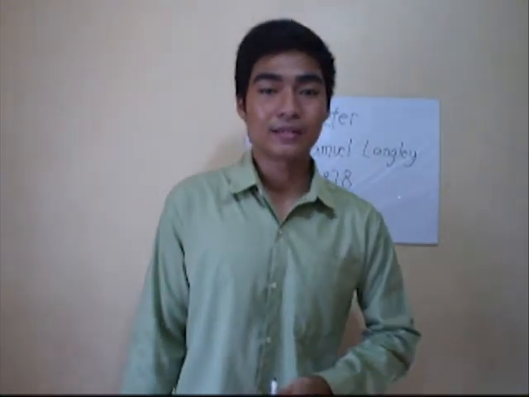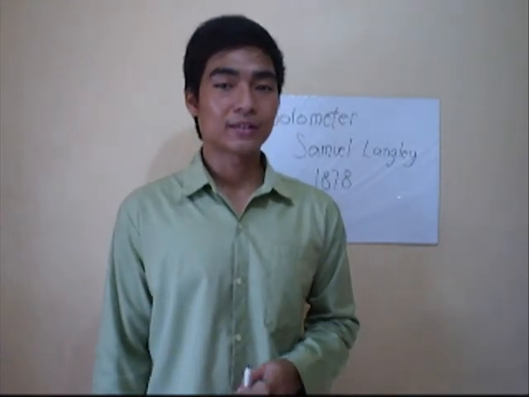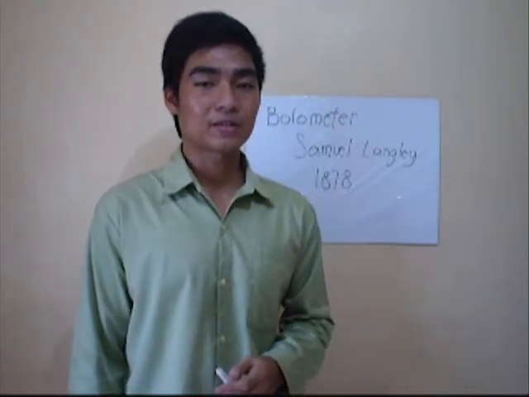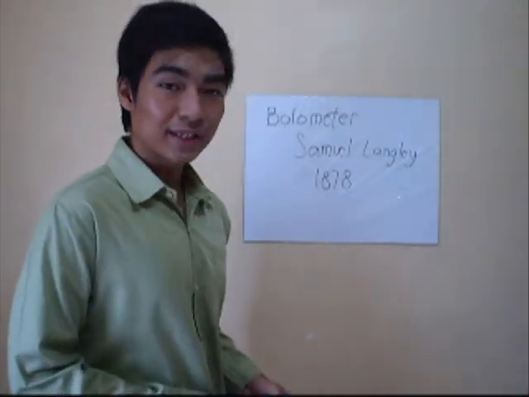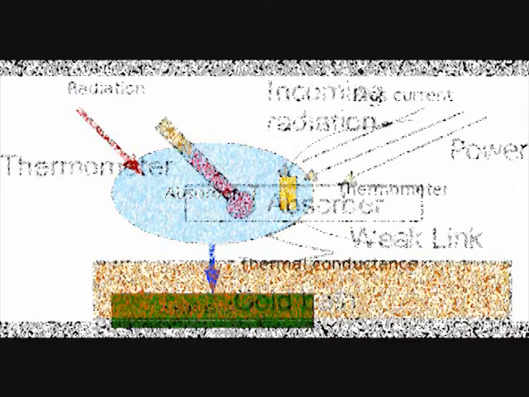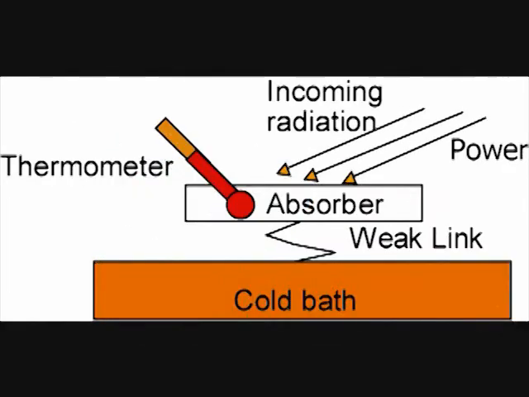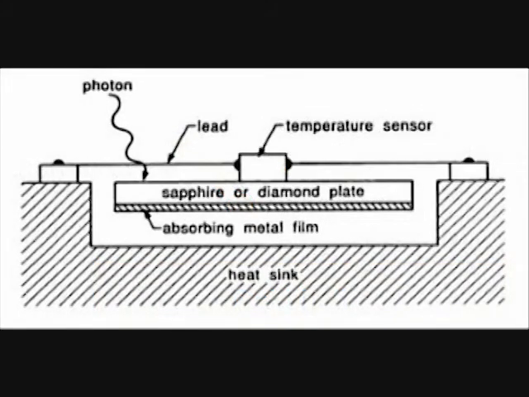NASA has been using this device numerous times, and one of them is the Earth Radiation Budget experiment. But how is it a transducer? The bolometer is a transducer because it can convert radiation into an electrical signal, and this is how it works.